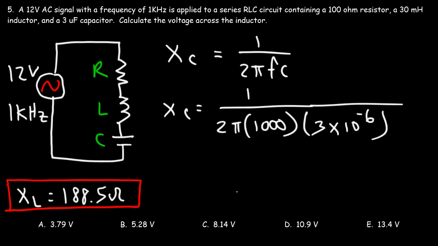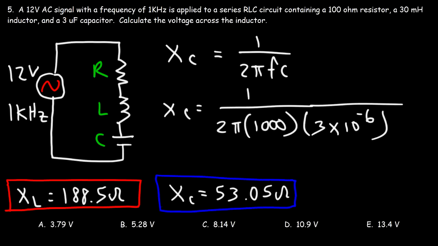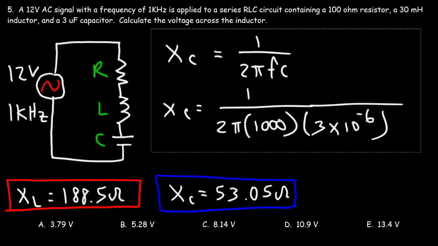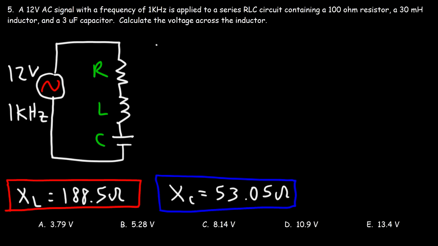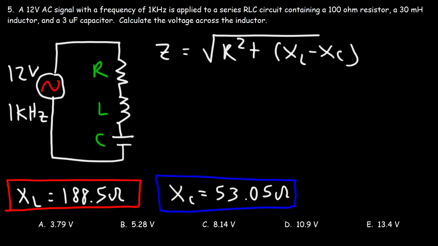And so that's going to be 53.05 ohms. So now we have the capacitive reactance. Now we can calculate the impedance of the circuit. So the formula that we need is the square root of R squared plus XL minus XC squared.